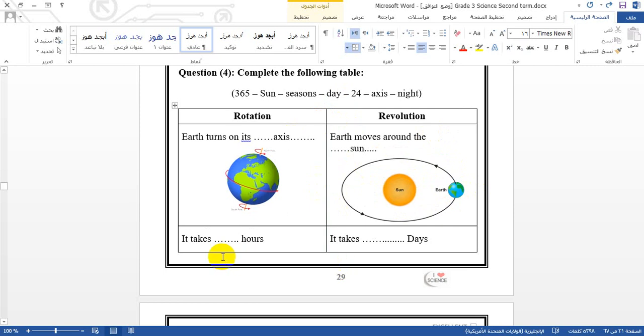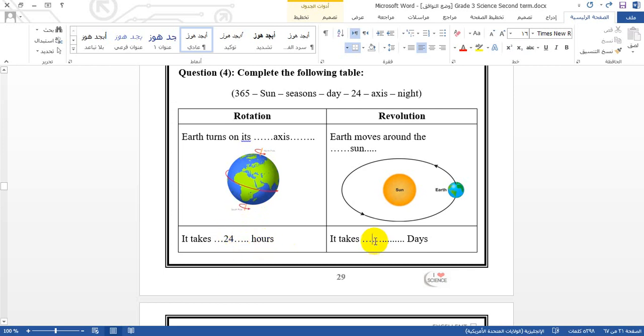Okay, when Earth turns on its axis, they are asking you about the hour or time. It will take more time or less time, depending on the movement of Earth: around itself or around the sun. Because here it's around its axis, we will write 24 hours. And this movement causes the changing of day and night. For that reason we write 24 hours.